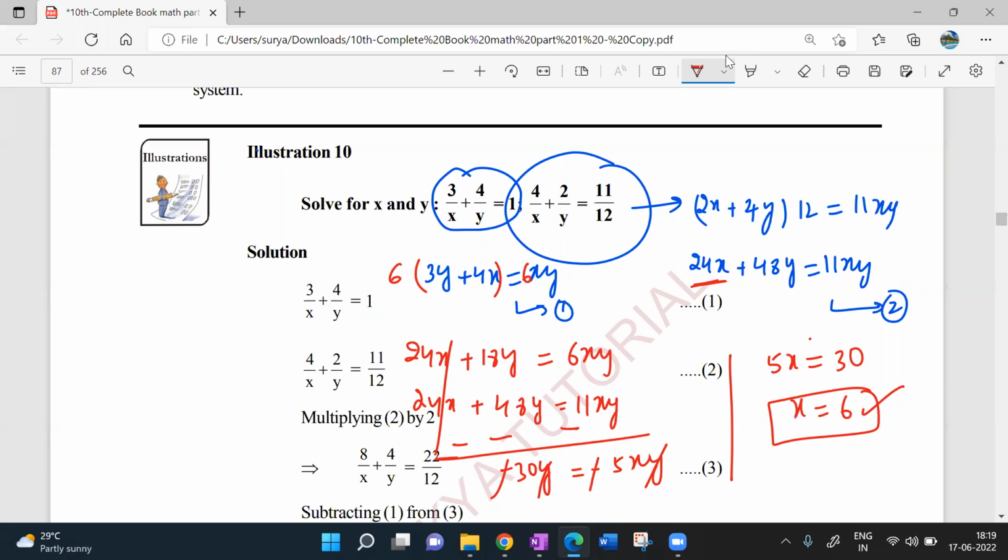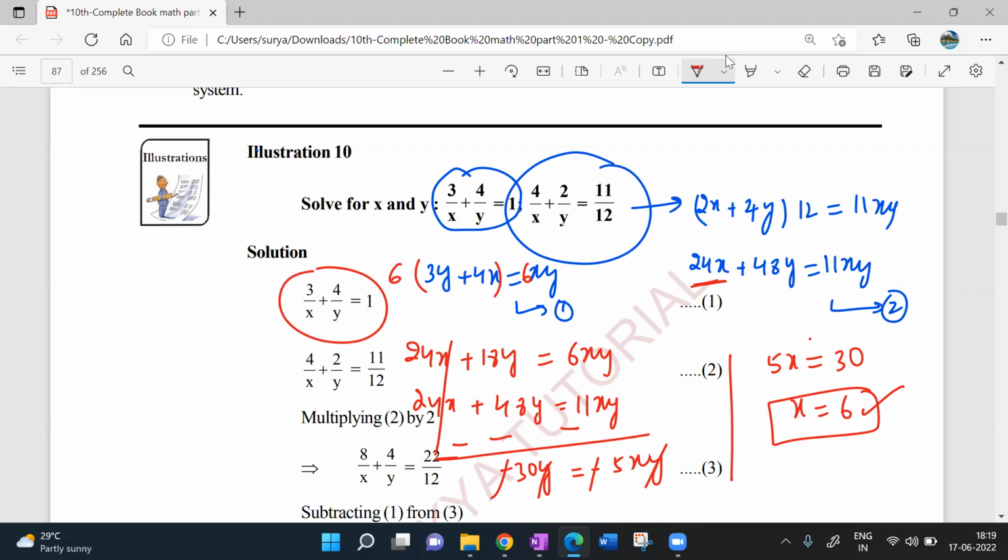All right, any doubts? Very simple, guys. This is how we can solve this. x is equal to 6. Then what is the y value? Substitute in any one of the equations, you will get the y value. So let us substitute here.